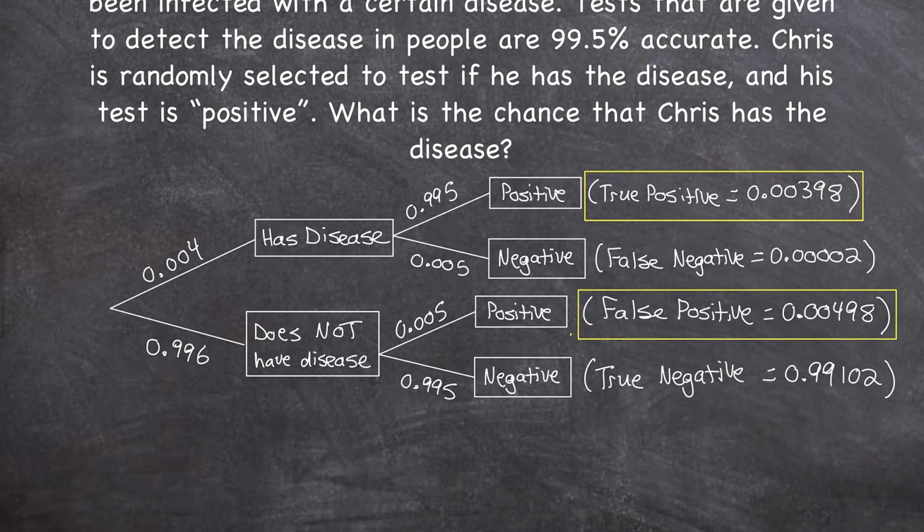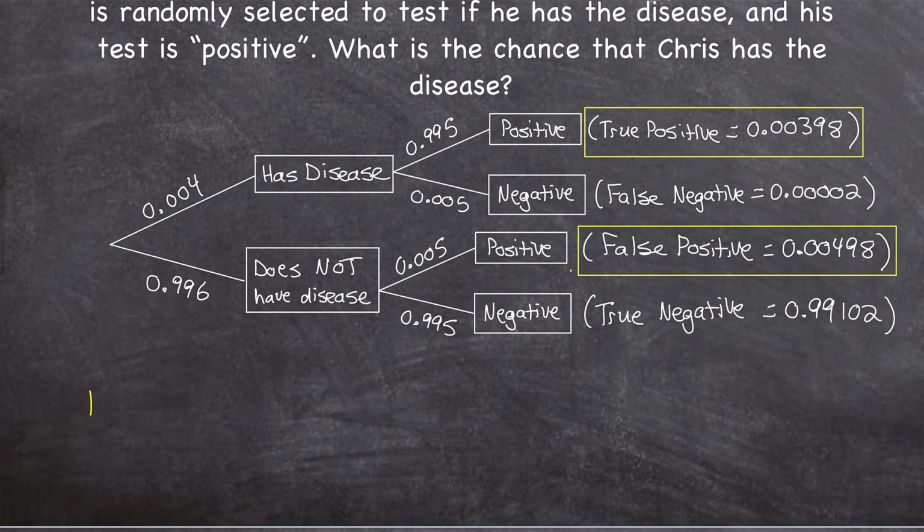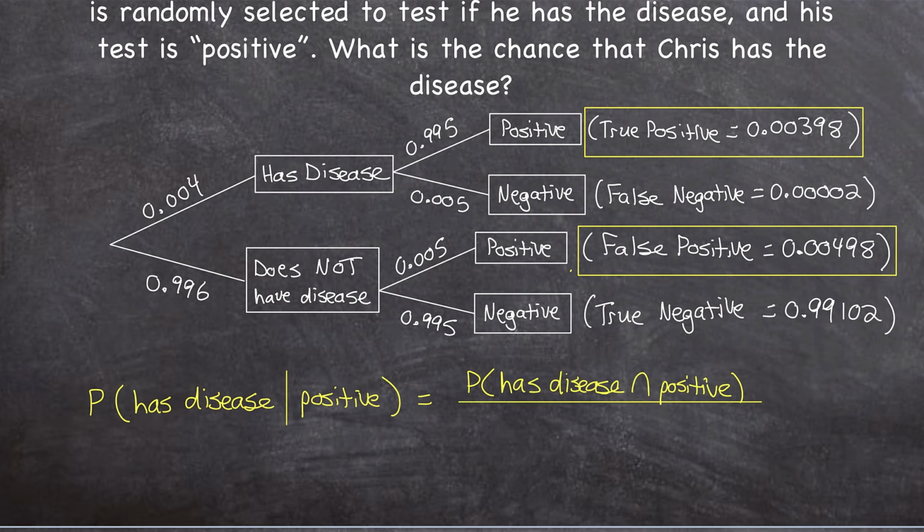So we can just use a conditional probability formula. We would find the probability that he has the disease given he has a positive test result. To do that calculation, we would do the probability that he has the disease and got a positive test result, and then divide that by the probability of what's given. We're given that he tested positive, so divide it by the probability that he tested positive. And then just looking at the tree diagram, we can get both of these probabilities.